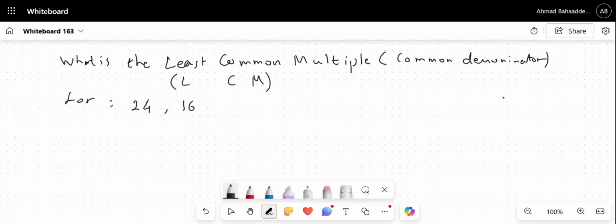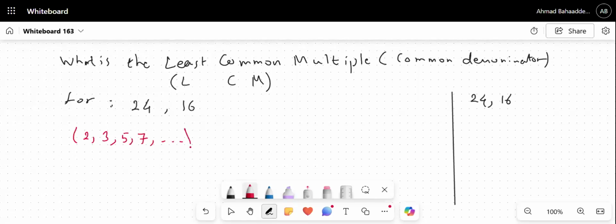It doesn't matter how I order the numbers, but I'm going to make a vertical line like this, and write down 24 here and 16 in here. The first thing I start with is to write down my prime factors, which are 2, 3, 5, 7, and the rest, which is not important. Is any of these numbers divisible by the first prime factor, which is 2? Yes, both of them. So I write down 2 here and do the division. 24 divided by 2 gives me 12. 16 divided by 2 gives me 8.